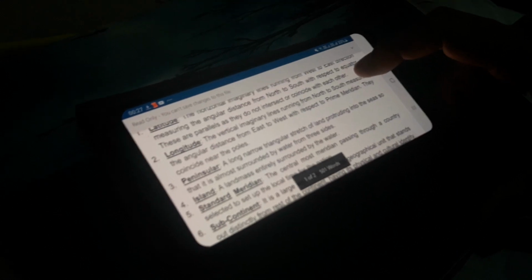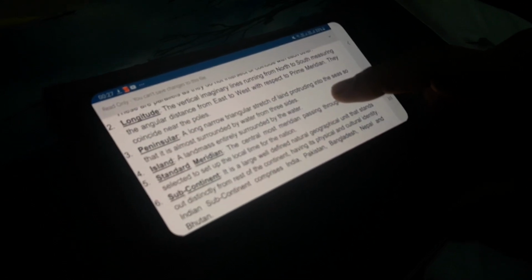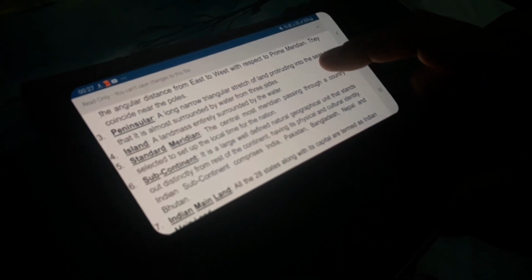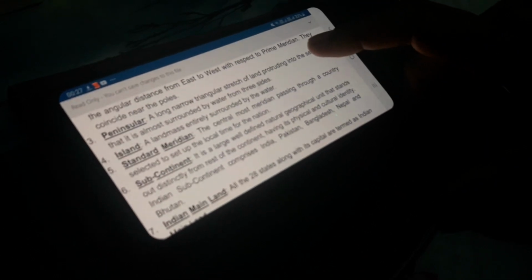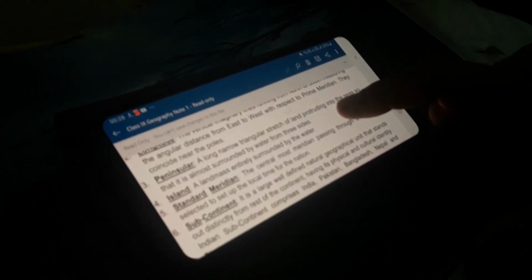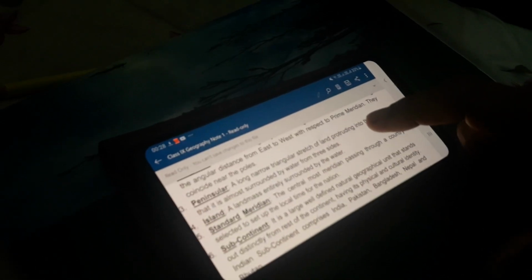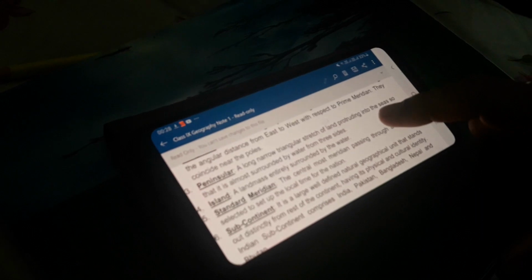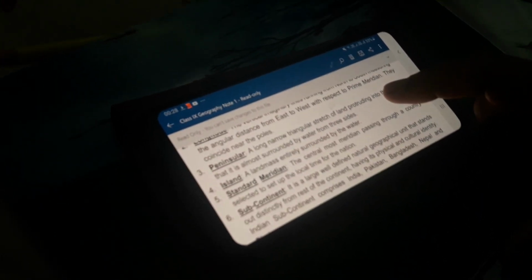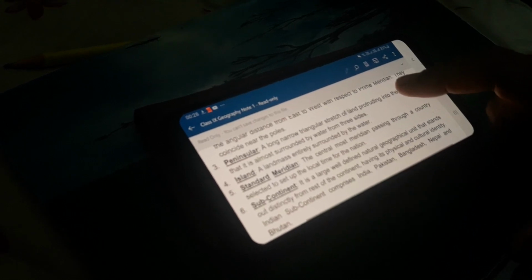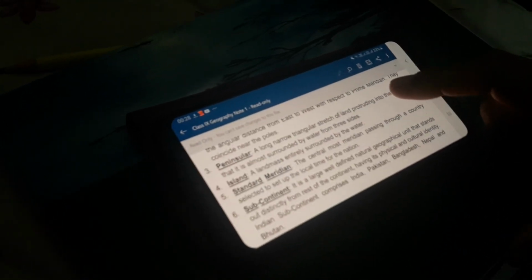Next term is peninsula. A long, narrow, triangular stretch of land protruding into the seas so that it is almost surrounded by water from three sides. Now our country, India, is a peninsular country because the southern part of our country protrudes into the sea and the three triangular parts are surrounded by three water bodies. On its east we have the Bay of Bengal, on its west the Arabian Sea, and at the southern tip the Indian Ocean.